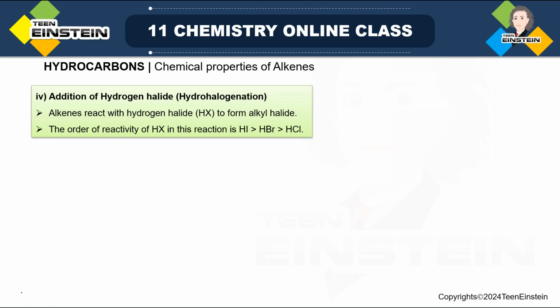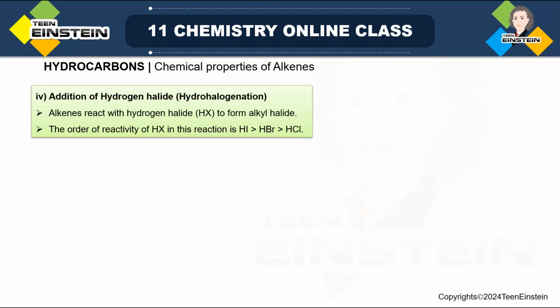Hello everyone. So we'll start with chemical properties of alkenes. We have already started this topic last class, and we are still continuing it. Here, as you can see, under the heading of addition reactions, there are different types of addition reaction based on what type of reagents you have chosen to add to the C=C double bond present in alkene.